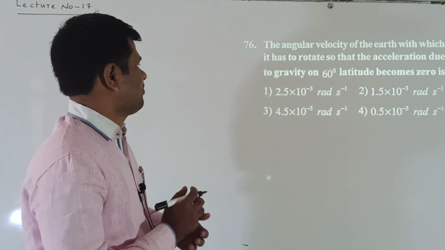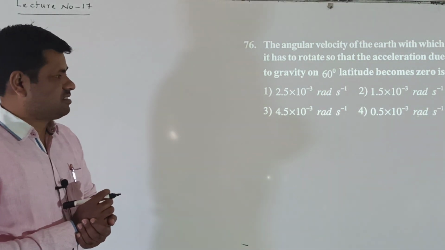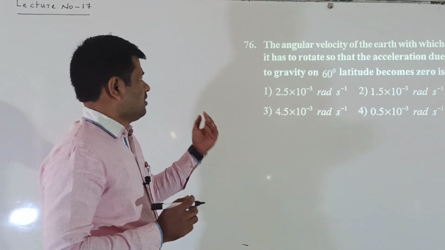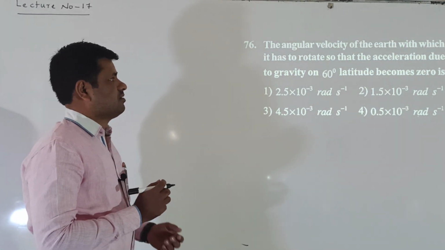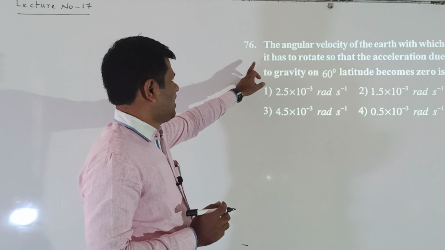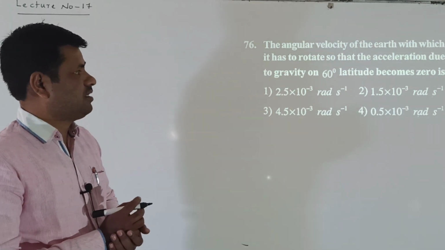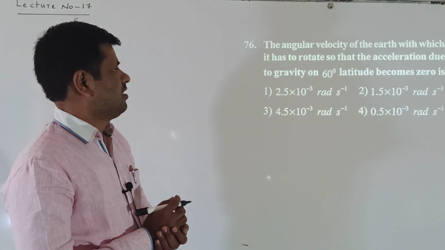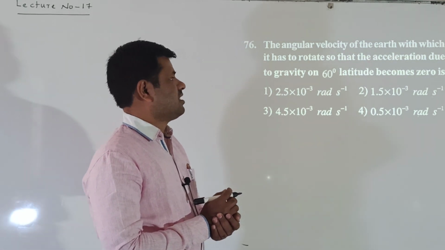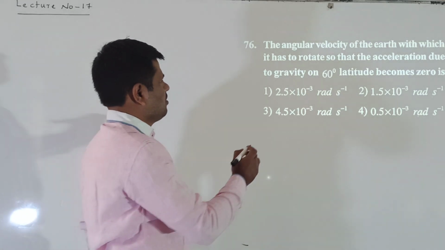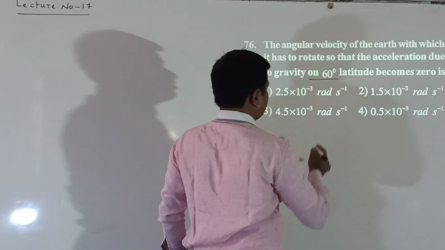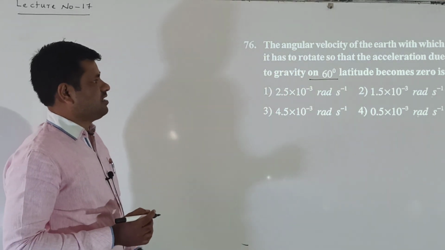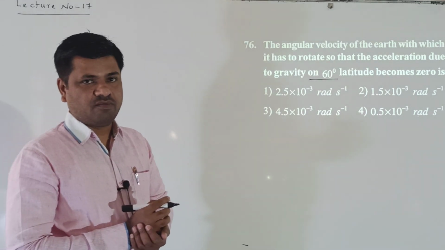Here next we will discuss question number 76. The angular velocity of the earth with which it has to rotate so that the acceleration due to gravity at 60 degrees latitude becomes 0. Means at 60 degrees latitude, acceleration due to gravity becomes 0.